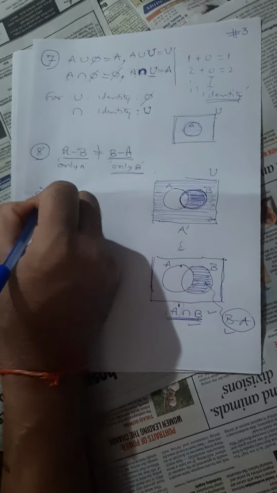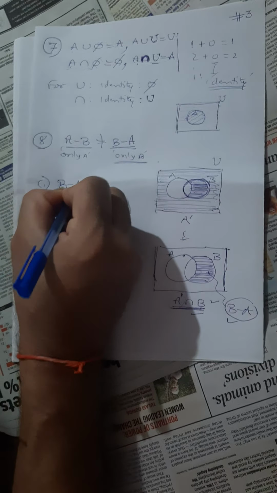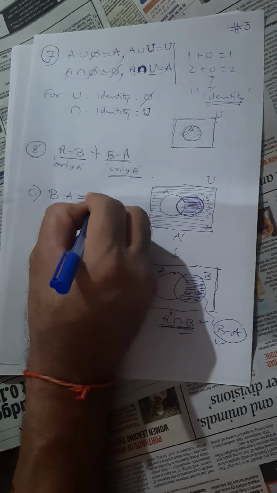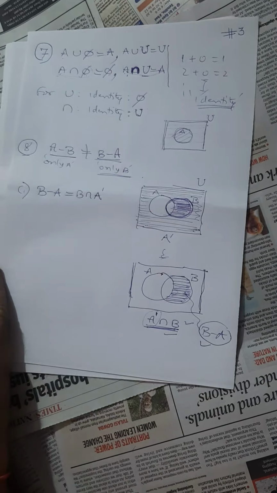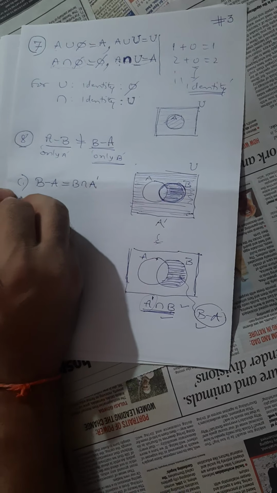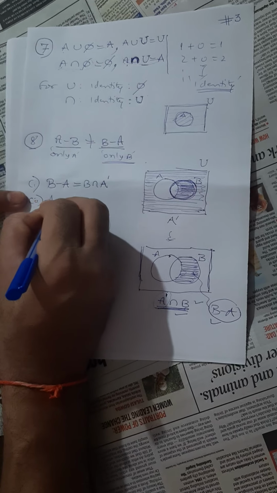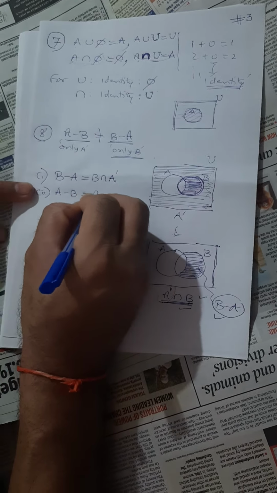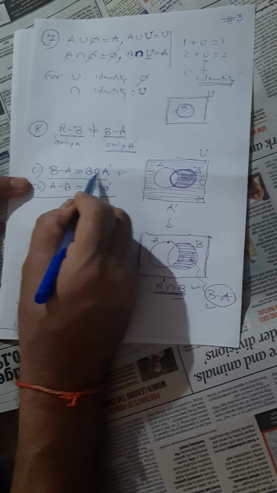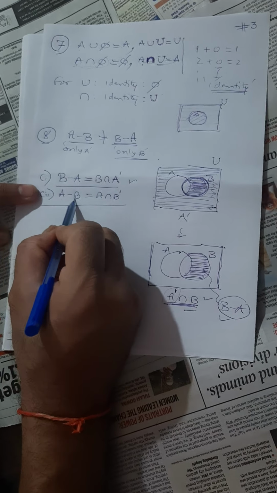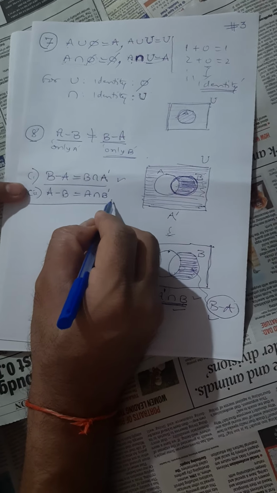So your first one is B minus A is always equal to B intersection A dash. And same way, you can see that A minus B is nothing but A intersection B dash. This is always true, remember. B minus A is B intersection A dash, and A minus B is A intersection B dash.